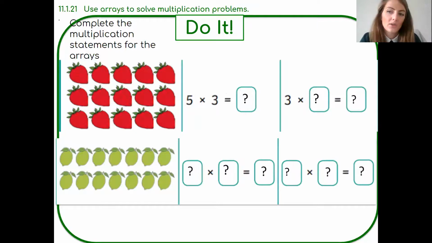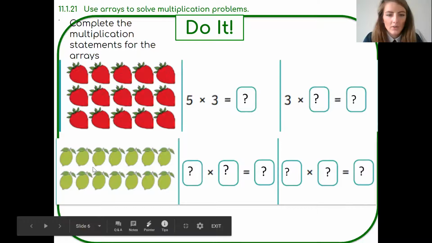Okay, and then can you do it the other way? There are 3 equal rows with 5 in each row. Can you work out what the answer could be for that one? Remember to pause the video if you need some time to write down.